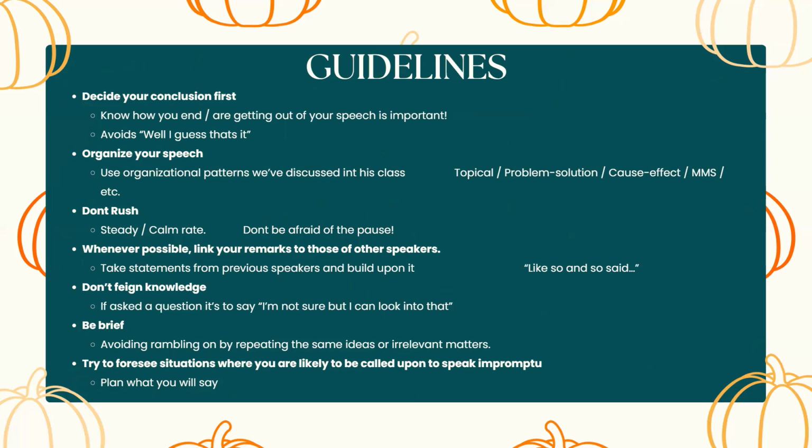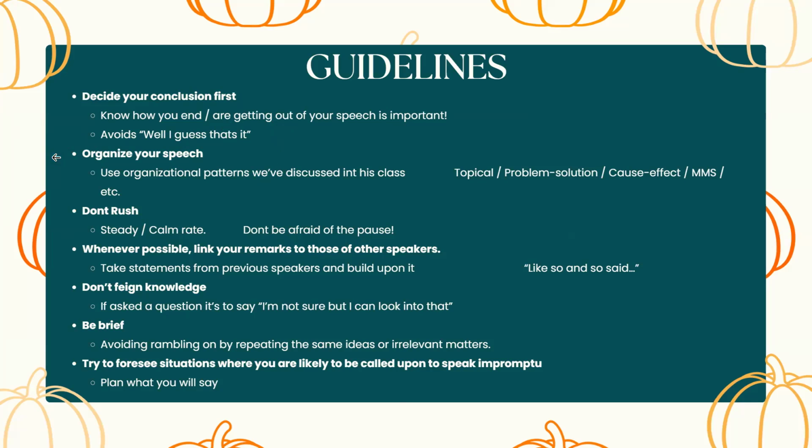So first, you want to decide your conclusion first, which I find very fascinating. So you need to know how you end, how you're getting out of your speech. This is so important because this avoids the 'well, I guess that's it.' Also, when you feel like you don't know how to get out of your speech, you just ramble on and on and on. And it's just like we've talked about, less is more, right? Keep it clear, keep it concise, keep it to the point, and you will be super effective in whatever you're talking about. So, first go conclusion and write out how you're going to get out of this speech.